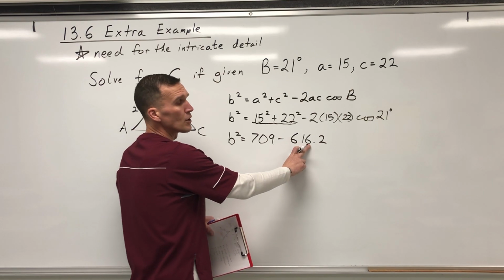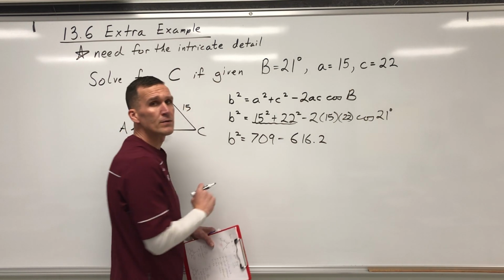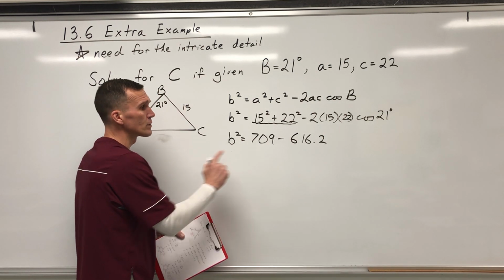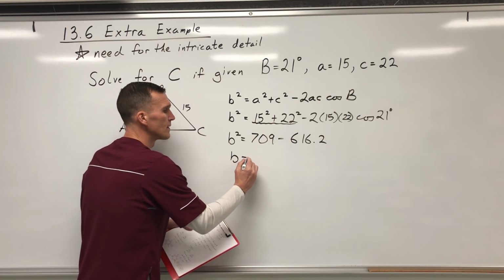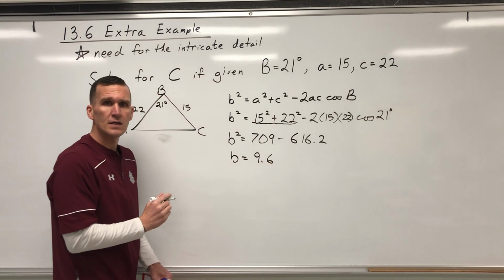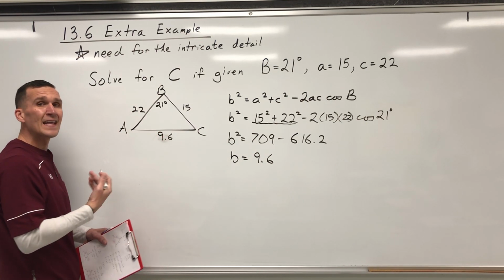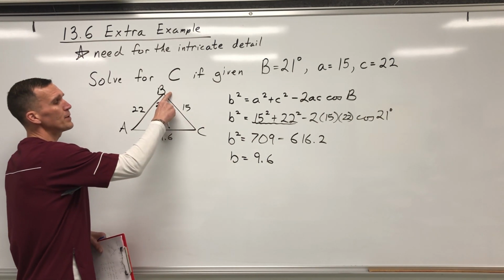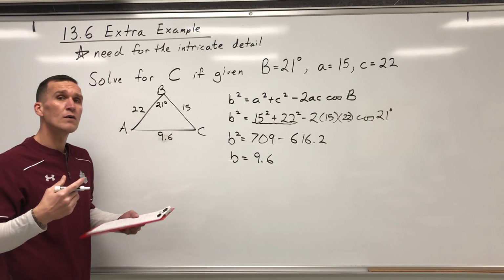Now, if you keep that as a longer decimal in your calculator, you'll be a little more accurate than me. I rounded there. So now I'll subtract those two, and I'll take the square root. After I subtract and take the square root to get b by itself, I get 9.6. So the length of b is 9.6. Now I have a combo, and what I mean by that is I have a little letter and a big letter. So here is my combo I can use, so I can do law of sines.